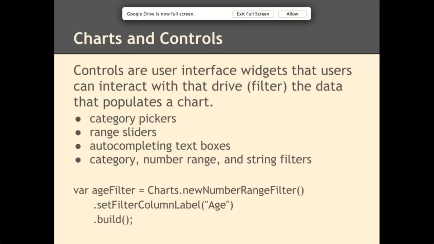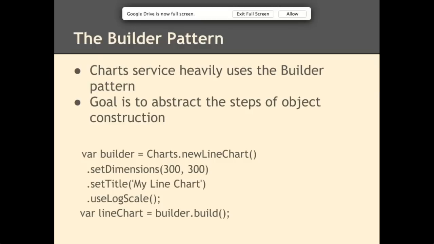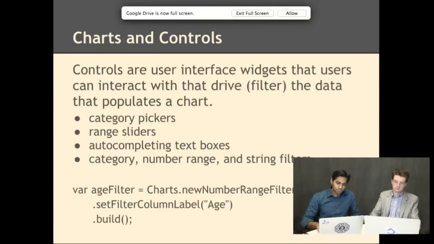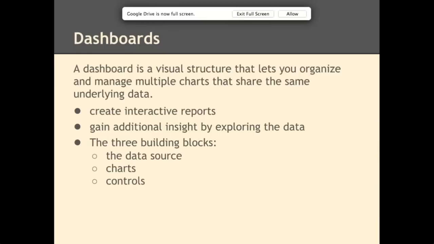And an example of initializing those would be using the same builder pattern that I talked about before, where you just do charts.newNumberRangeFilter to get a number range filter builder, for example. And then you do setFilterColumnLabel. You'll notice that this method is different from the methods for the line chart builder that we saw earlier. That's an example of the builder pattern. Okay, so you can filter this on a column labeled age. And then when you call build, you get a new control. You can combine that with the chart, as we'll see in just a second.